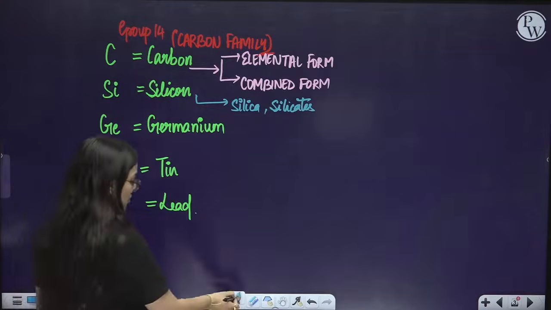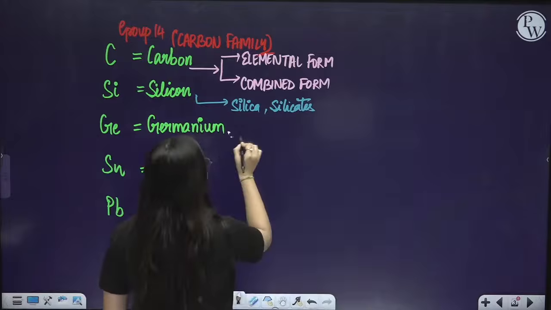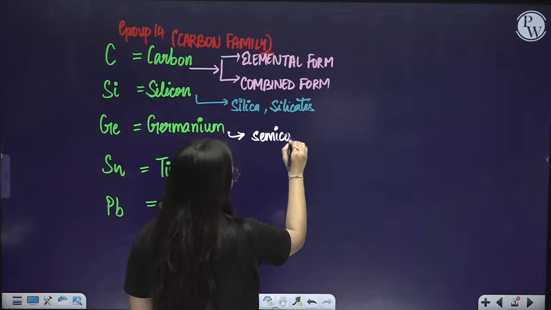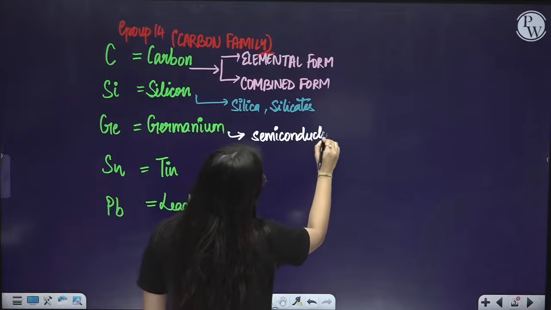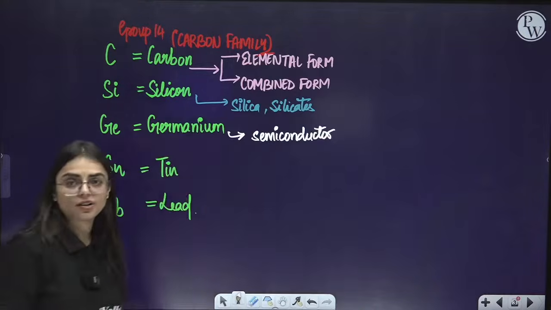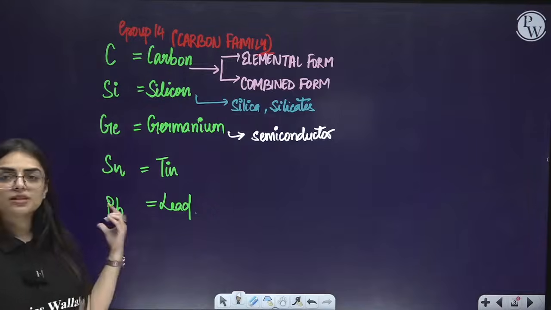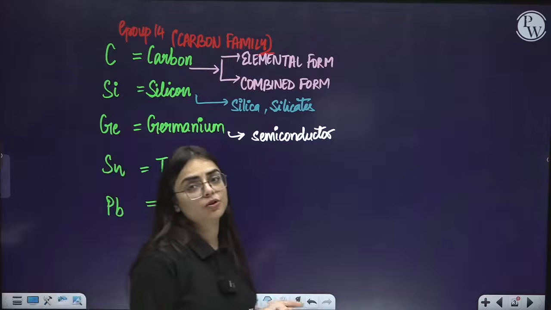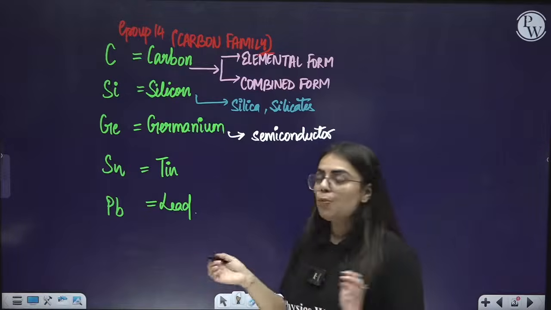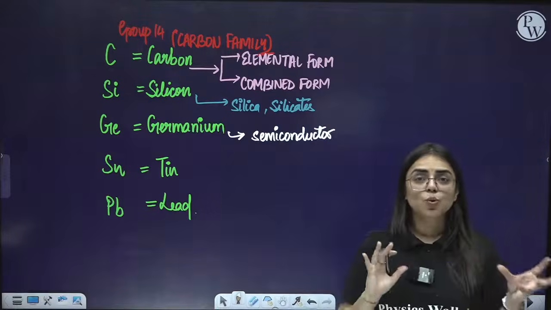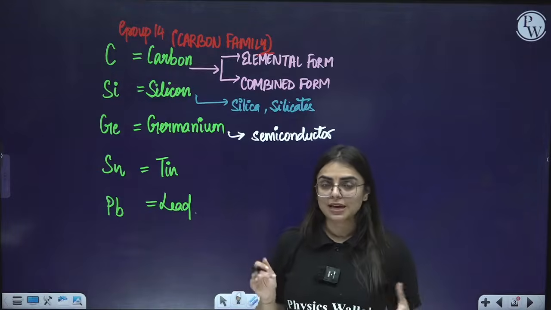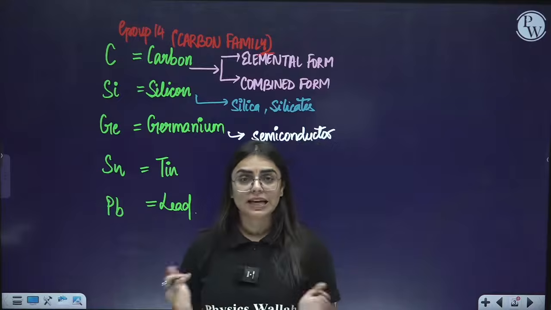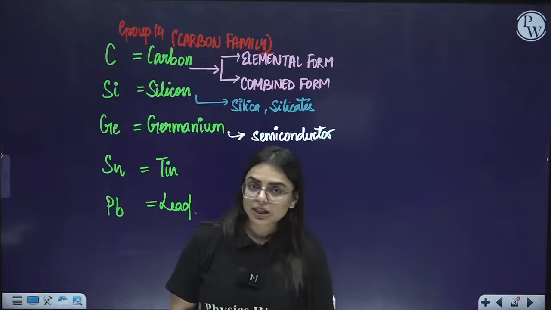If I talk about germanium, students, germanium is generally used as a semiconductor. Also, if I talk about tin and lead, you will observe that they are present in the ore form. Tin will exist in the oxide form and lead will exist as PbS, the galena form, right? So, let's talk about their discussion, students.